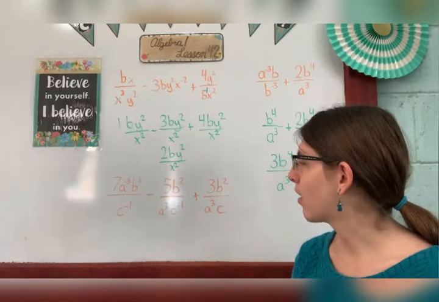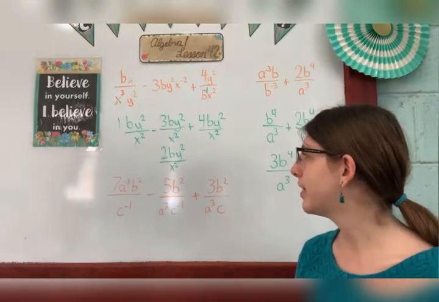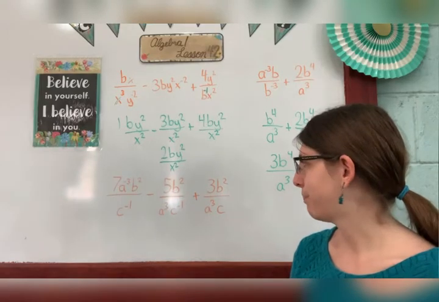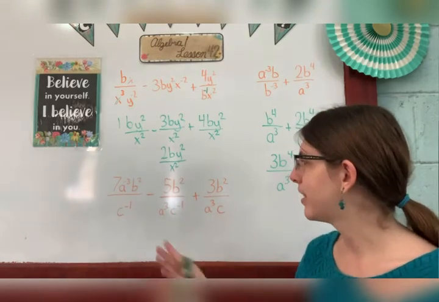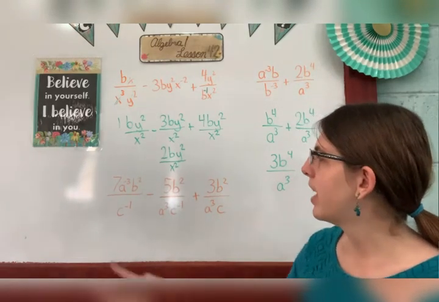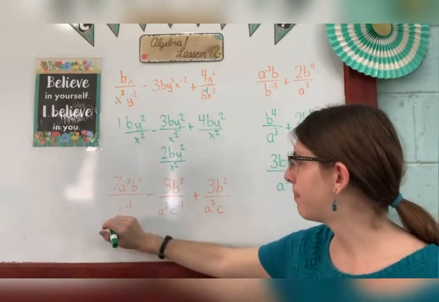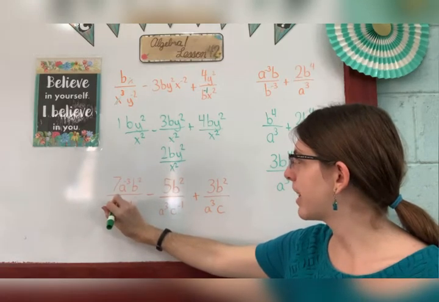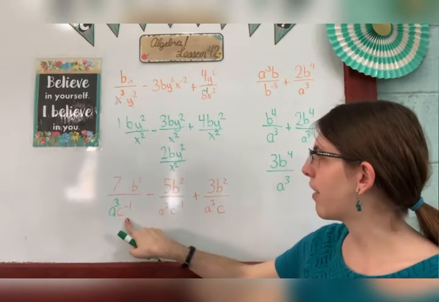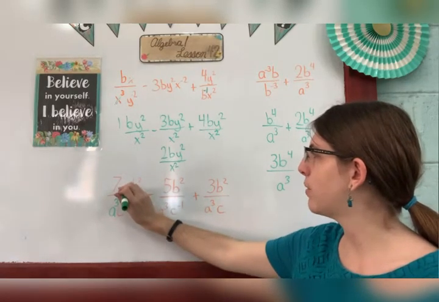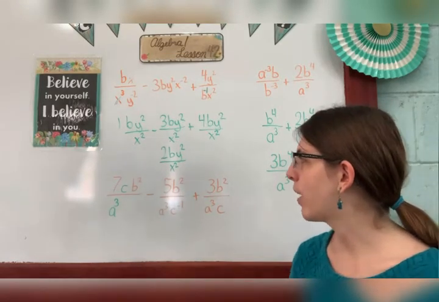7a^-3b^2 over c^-1 minus 5b squared over a^3c^-1 plus 3b squared over a^3c. Since I'm working on a whiteboard, I'm going to just erase here on the board and fix it instead of rewriting it. So I have a^-3. Well, I want that to be positive, so I'm going to move it down to the bottom and make that a positive 3. My c, well, I want that to be on the top because it's negative here, so I'm going to move it up to the top, and I have just c. I don't need to put c^1. So I have 7cb squared.